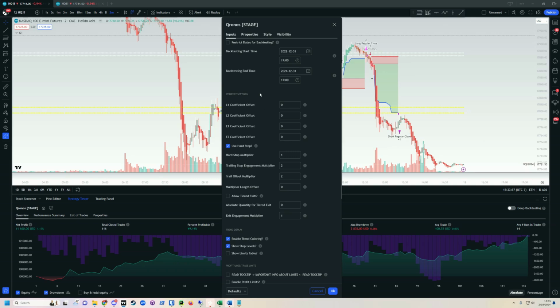Now down here under strategy settings, we have these L1, L2, E1, E2 coefficient offsets. And so these are offsets. There are built-in variables behind the scenes, and what you're going to do is offset from those variables. There's reasons why I did that. It doesn't matter why, but that's how these are designed. And if you move over this, it will tell you, minimum -5, minimum -2, max +3.